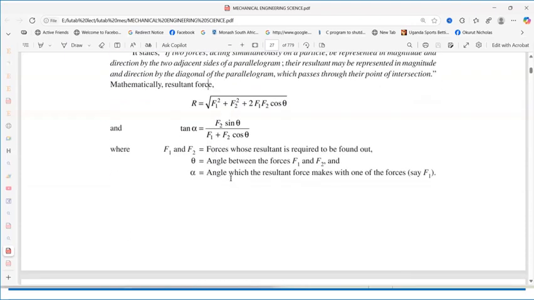So we can say that if we have forces F1 and F2, then theta is the angle between the two forces, and alpha is the angle with which the resultant force makes with one of the forces.